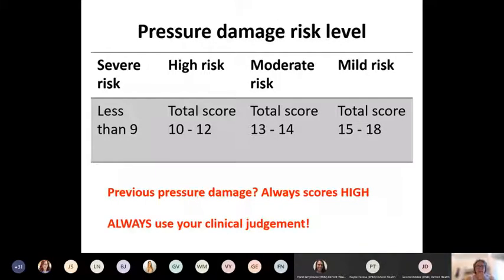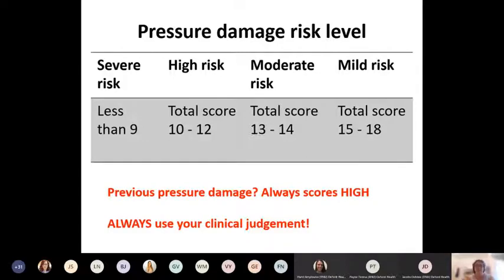So you get your total score at the end of it, and then you compare it to the categories, and it puts you at either severe risk, high risk, moderate risk or mild risk. Just another red flag. I think we've been using this long enough to know this, but on the previous Waterlow score, a high score was high risk. Well, this is the exact opposite. A low score is high risk. So if you're scoring 2, don't go thinking, oh, that's okay. It's like, well, you can't score 2. Less than 9 is severe risk.